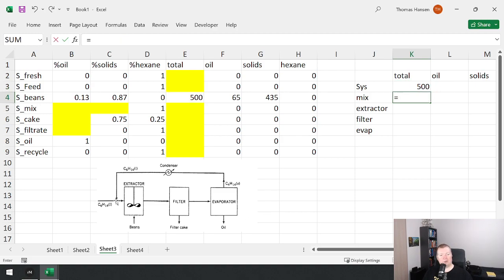For my mix point here, I have my fresh feed entering. I have my recycle stream, so the one that goes here has to go in there as well. And finally, I want to subtract what I call my feed. So that's my feed to my extractor. There we go. Balance for the extractor. Well, my feed stream enters, my bean stream enters, and my, hang on, why did I call that mix?